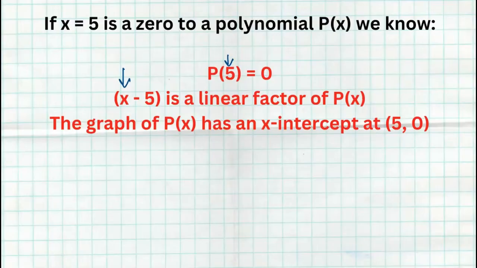Now there might be other factors of this polynomial, but if one of them creates a 0, 0 times any other factor is going to turn the whole darn thing into 0. And we also know that there is an x-intercept at (5, 0) on this graph.